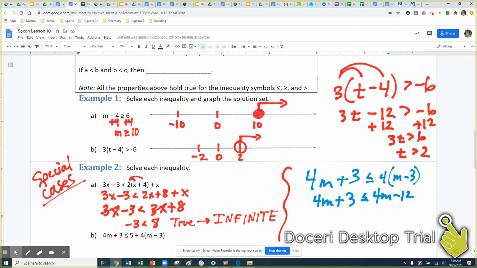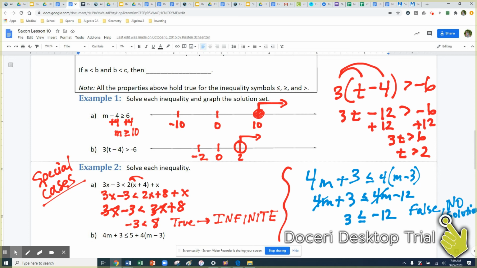Again, you see the 4m's and 4m's. What's going to happen there? Boom, boom. Now we've got 3 is less than or equal to negative 12. And you check that out. Is that true or false now? False. 3 is not less than or equal to negative 12, so that's false, which means there is no solution. It's not going to work for any number. Any number you put in, I'm never going to get it to work.